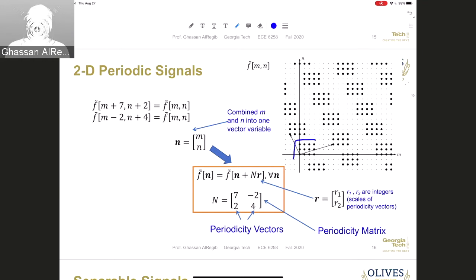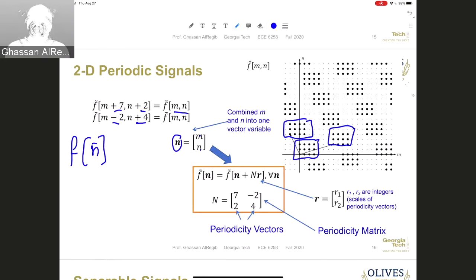If you look at any number in this cluster in here, we refer to it as F of M and N. If you move by 7 and 2, then you get the same numbers, right? Now, if you move by negative 2 and 4, you get the same numbers, right? Because you are incrementing with the same values for M and N. So now, notation-wise, what we are really interested in defining is basically what is the F, using this notation, where we have a vector, and then N in here is M and N. So we'd like to really have this notation defining what we are looking at.